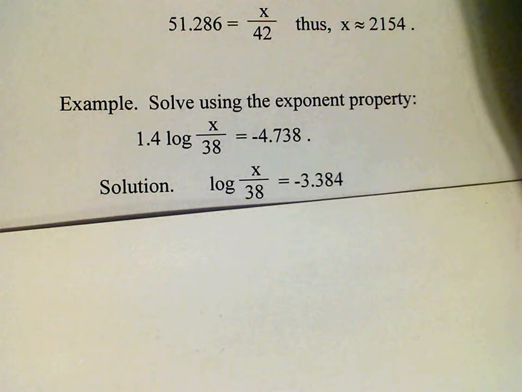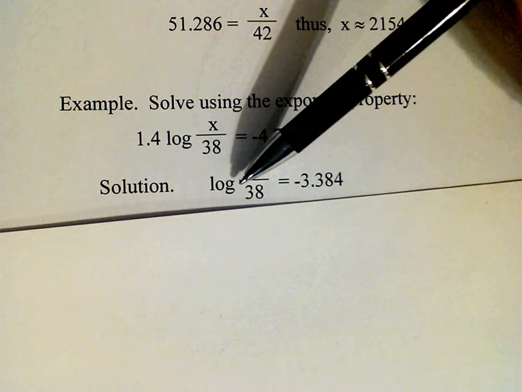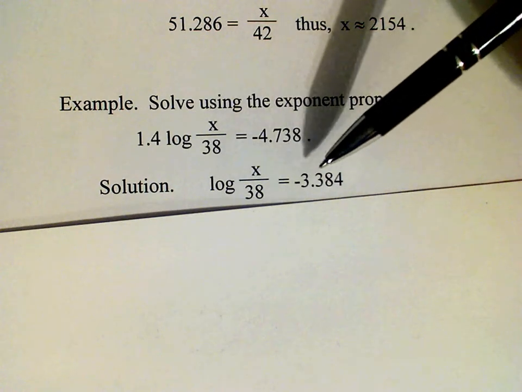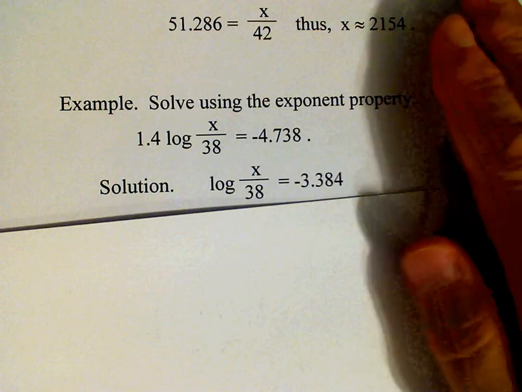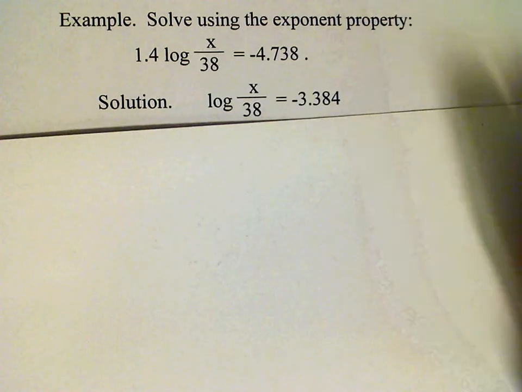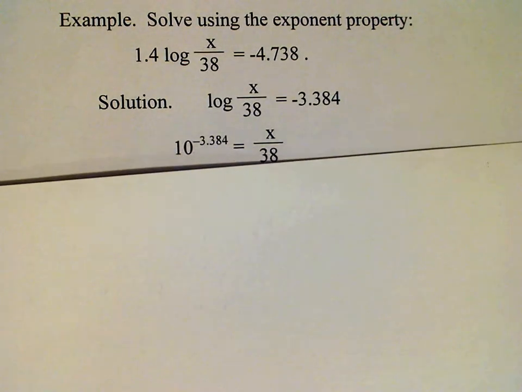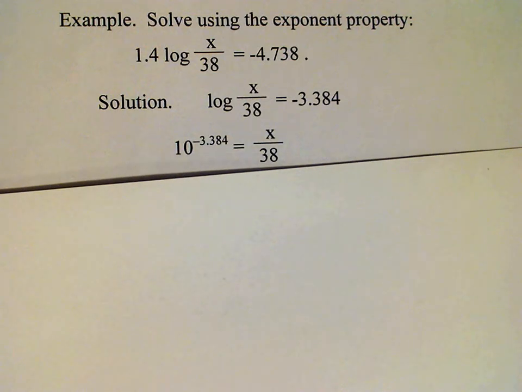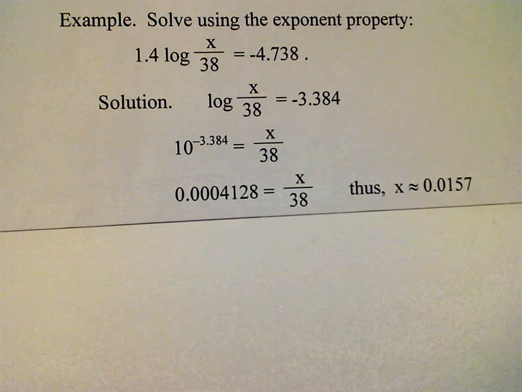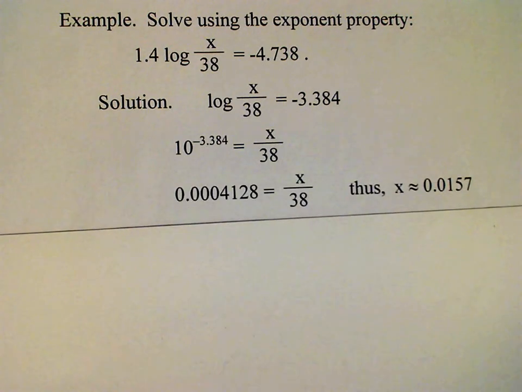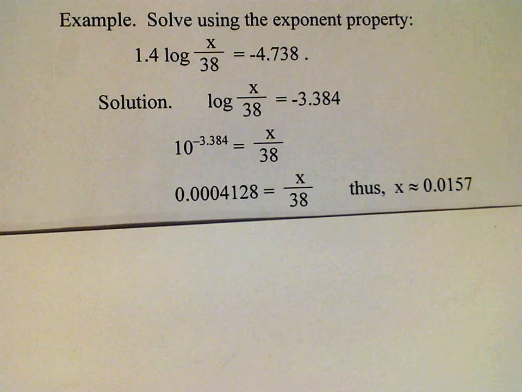Okay, again, the base of the logarithms is 10, so that means we're going to need 10 raised to this power, negative 3.384, equals x over 38. And it's a simple matter on our calculator to raise 10 to the negative 3.384 power, and then multiply by 38, and the answer is approximately 0.0157.